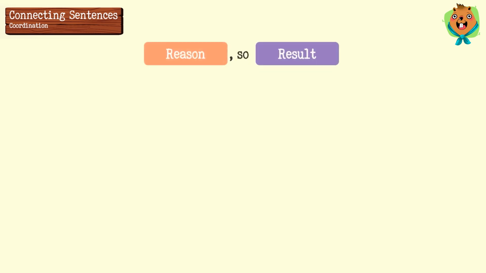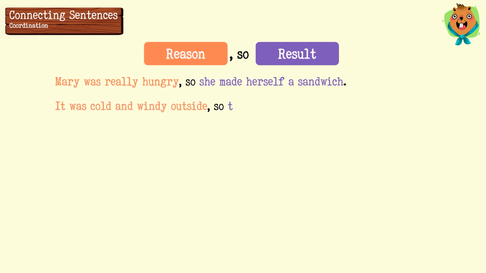Examples for the conjunction so. Remember, with this conjunction, we give the reason first, before so, and then we provide the result after so. Mary was really hungry, so she made herself a sandwich. It was cold and windy outside, so they stayed at home that evening. Notice that in these sentences, we give the reasons in the first statement for the results we give in the second.